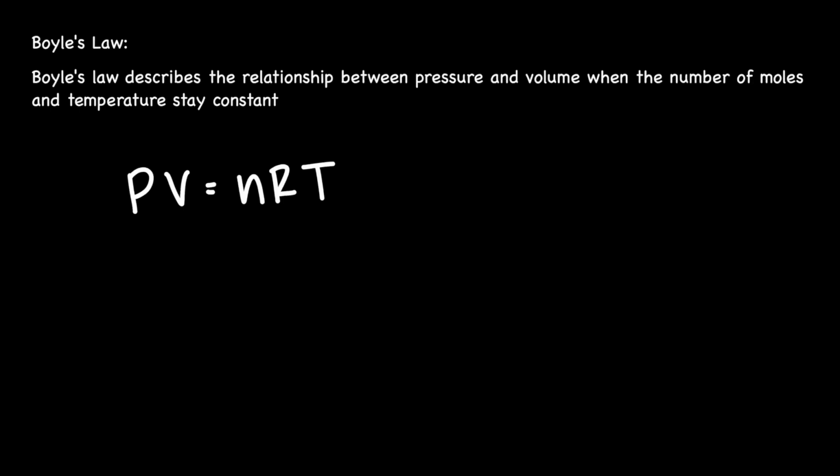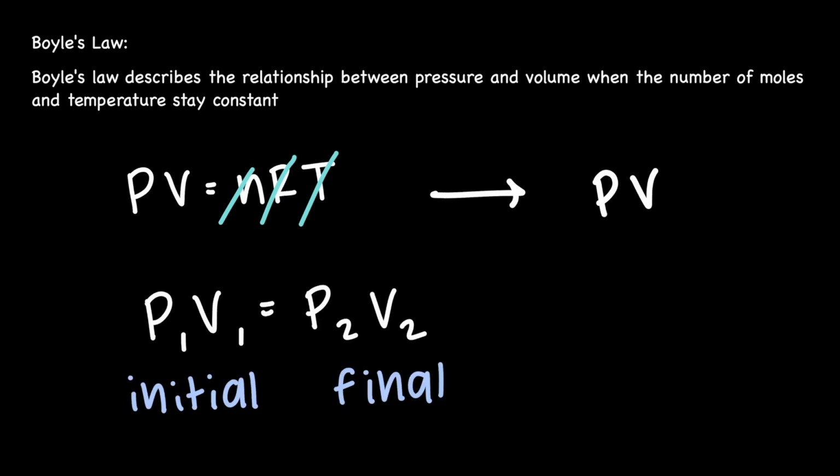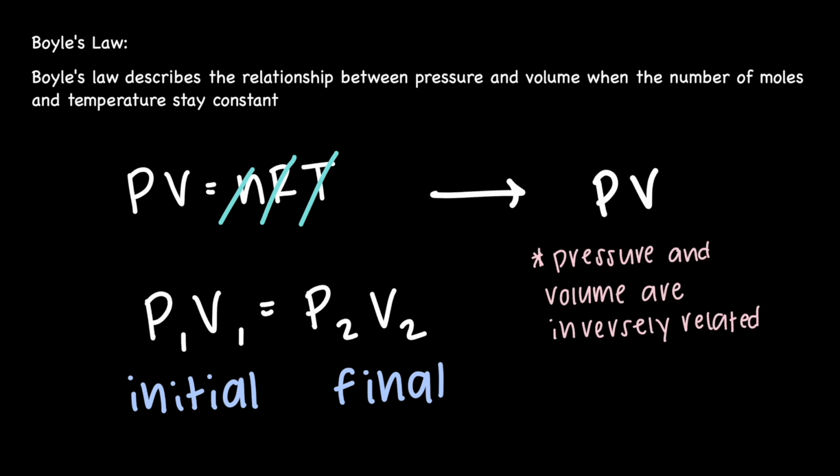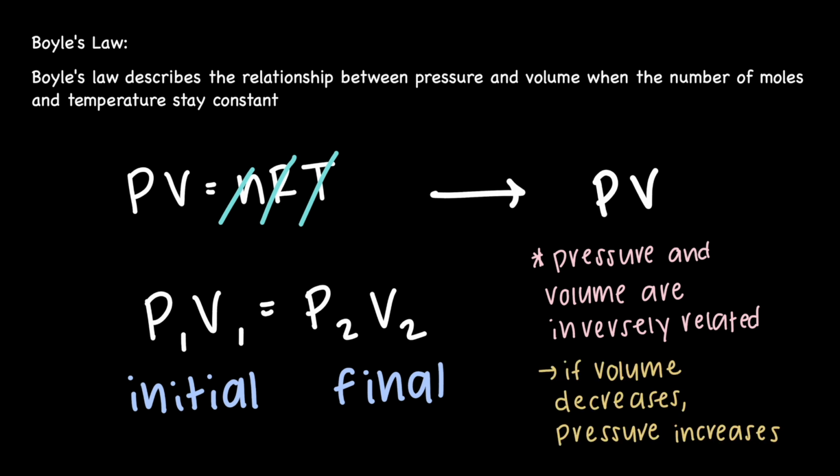Boyle's law describes the relationship between pressure and volume when the number of moles and temperature stay constant. So if n, R, and T are constant, we can remove them from the ideal gas law. That leaves pressure and volume together. We compare the initial state and final state and get P1V1 equals P2V2. This is Boyle's law. Notice we did not memorize it, we derived it from the ideal gas law. Boyle's law tells us pressure and volume are inversely related. If volume decreases, pressure increases.